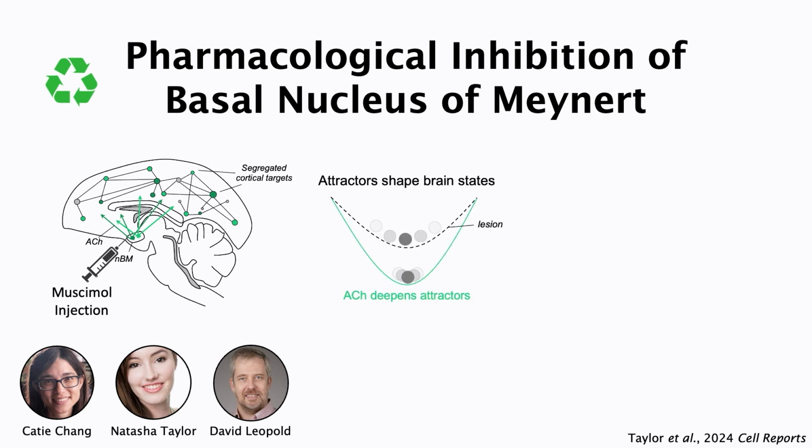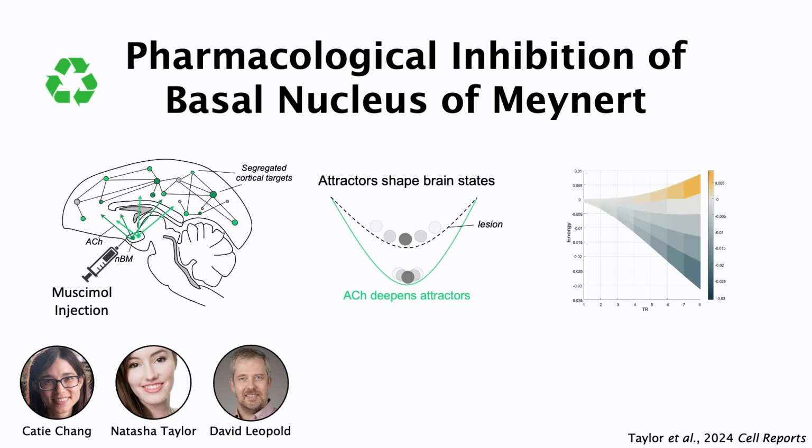So we were able to conduct another collaboration, in this case with Katie Chang and David Leopold and others, where they had a really lovely data set, one of our favorite papers in the last 10 years. They took macaque monkeys and injected muscimol, a GABAergic agonist, into the basal nucleus of Meynert, the main cholinergic hub in these macaque monkeys, and then calculated BOLD data from those same monkeys. Our prediction was that if you looked at the points after the injection versus a sham, we should see a relative flattening of the landscape, because we've now inhibited the ability of the cholinergic system to function. And lo and behold, we find really lovely evidence for that too.